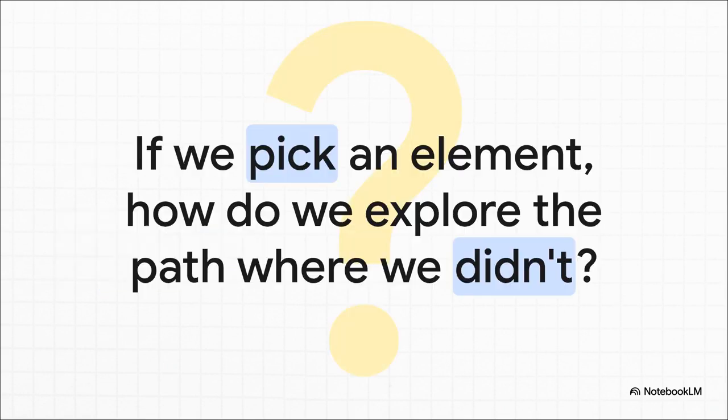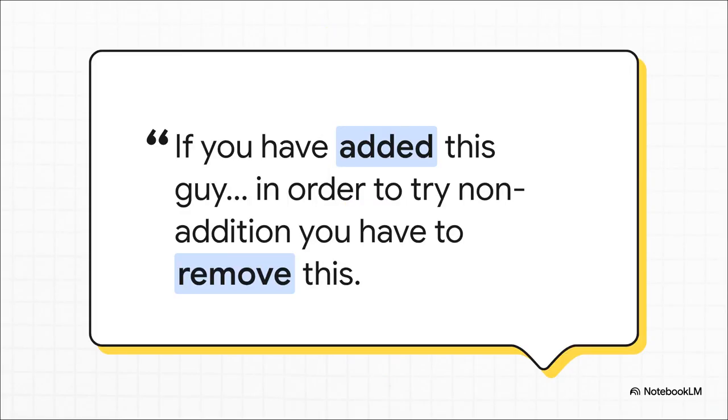But wait a minute, this brings up a really critical question. If our function decides to pick an element and it goes down that road, how does it ever go back in time to explore the other reality, the one where that element was never picked in the first place? The source material for this explainer gives us an absolutely brilliant analogy. Think of it like a trial room in a shopping mall.